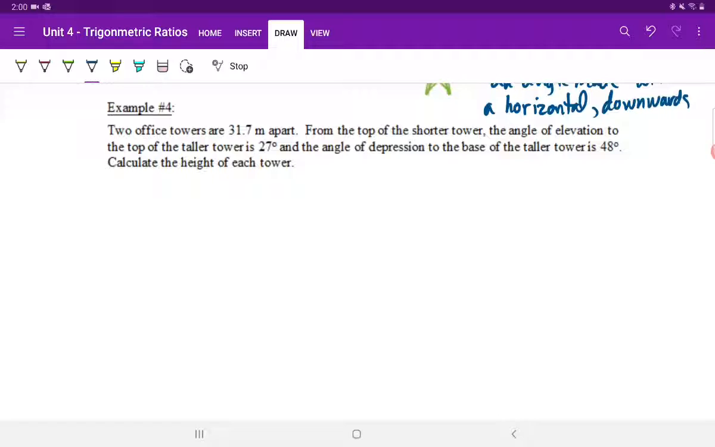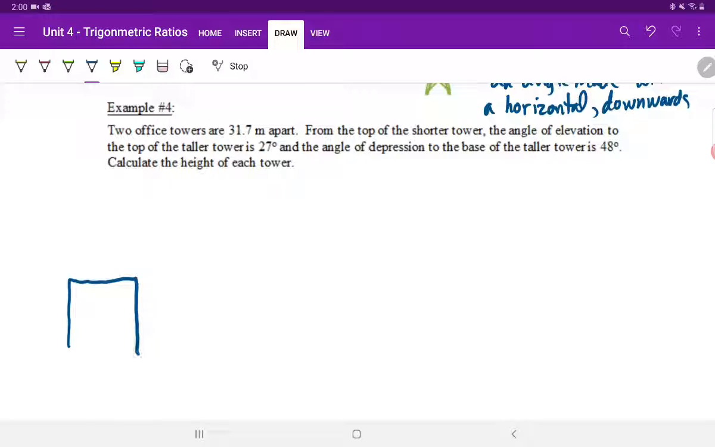Two office towers are 31.7 meters apart. From the top of the shorter tower, the angle of elevation to the top of the taller tower is 27 degrees. And the angle of depression to the base of the taller tower is 48 degrees. Calculate the height of each tower. Okay, so anytime you do any of these questions, your very first step is to try to draw a diagram.